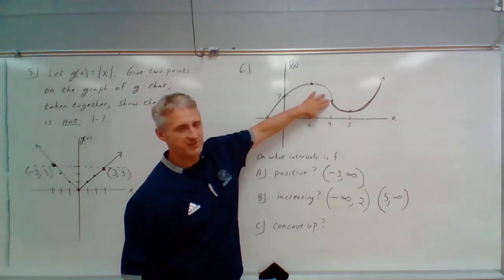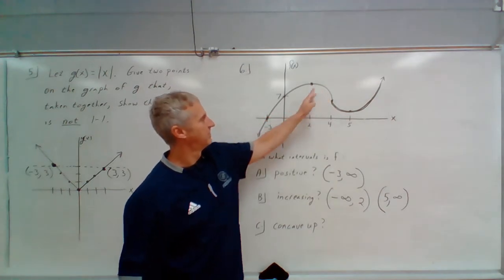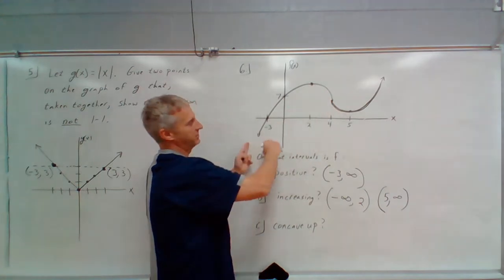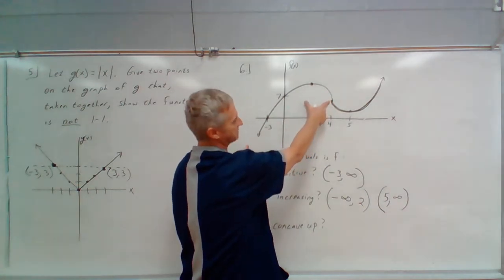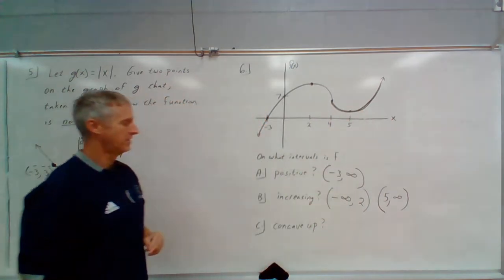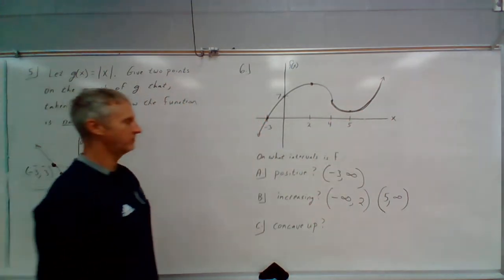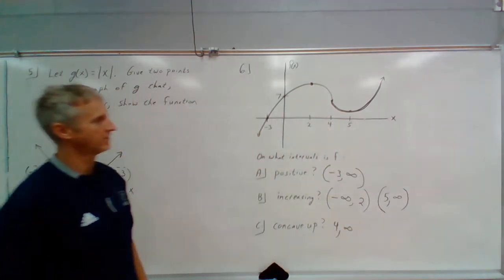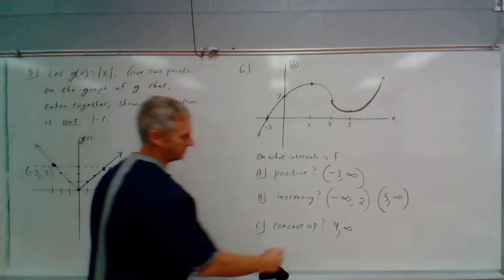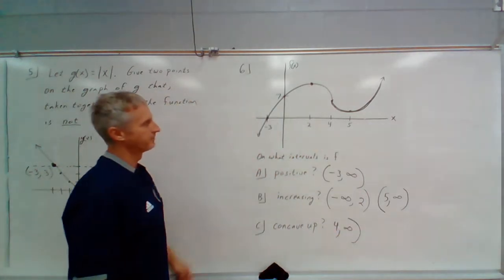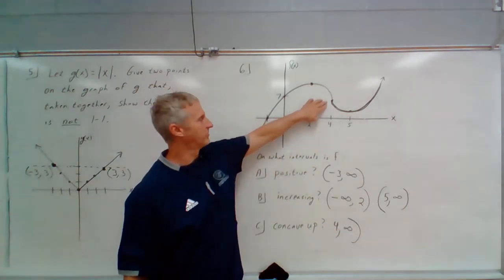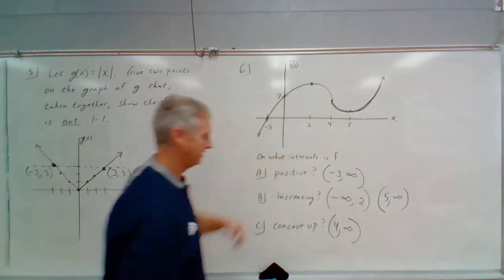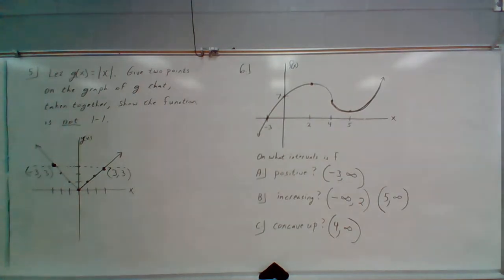You see at this inflection point, it kind of switches and starts opening down. Okay, so from here to here, that's opening down. Right here it switches, and then it's opening up. So this is concave up from 4 to infinity. Infinity is always getting an open parenthesis. It's not concave up or down at 4. That's where it switches. That's an inflection point, so we're not going to include that. And we'll use an open parenthesis.